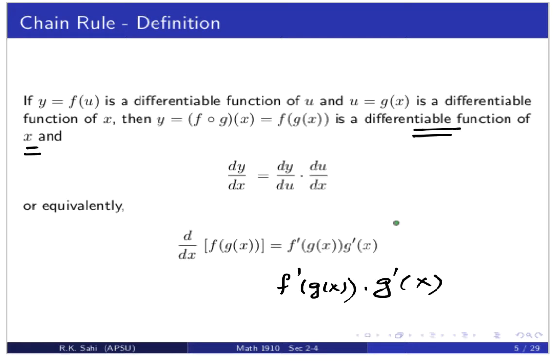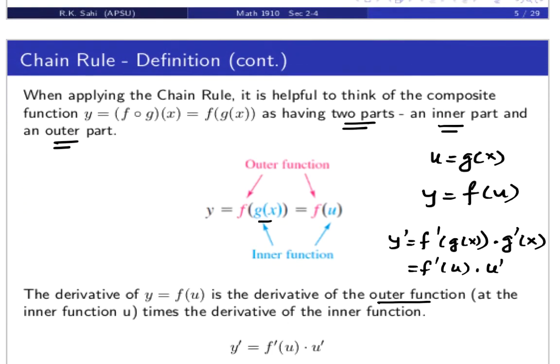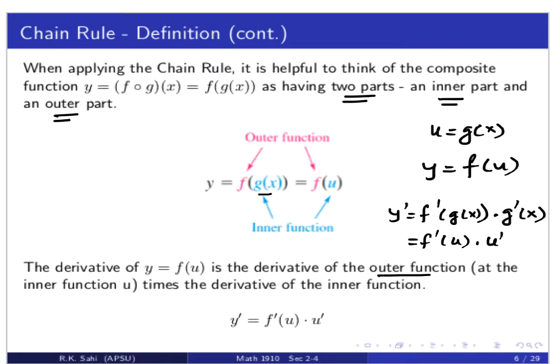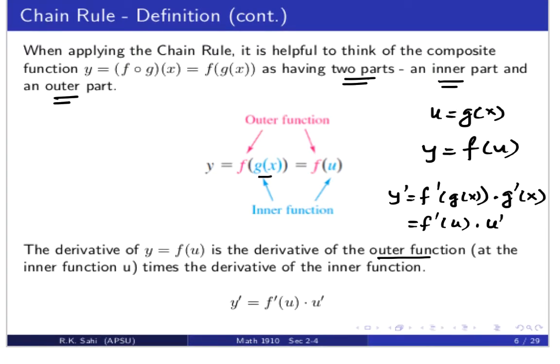Okay, now we can also think of this chain rule in terms of inner parts and outer parts. So let's look at that scenario too. When we're applying the chain rule, it is helpful to think of the composite function as having two parts, an inner part and an outer part. The outer part is given by f and the inner part is given by g. So the derivative of y is the derivative of the outer function, evaluated at the inner function u, times the derivative of the inner function.